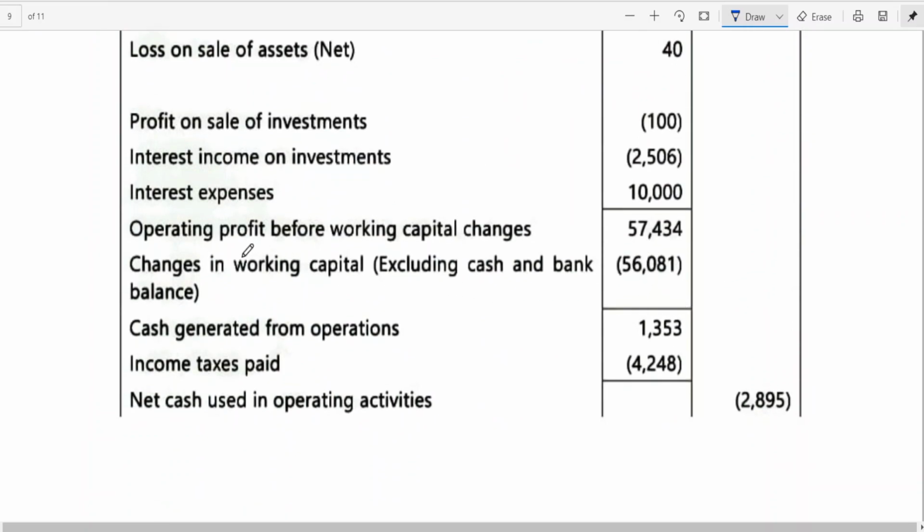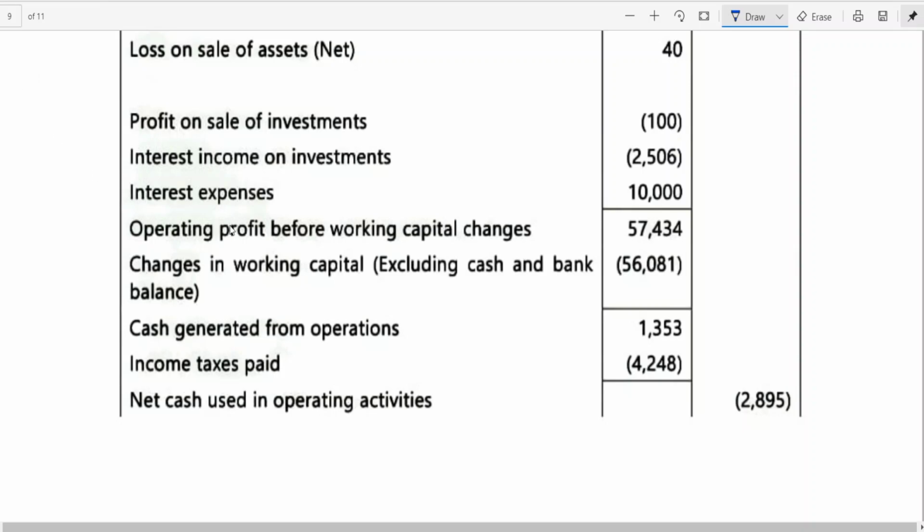Okay, so operating profit before working capital changes, and then changes in working capital. I've given the reason. When there is an increase in working capital, meaning current assets minus current liabilities, current assets are more or current liabilities are less. Current liabilities are less means you are making payment. Current assets are more means amount is being blocked. So the ultimate net effect is a decrease in cash balance. That is what is being called outflows.